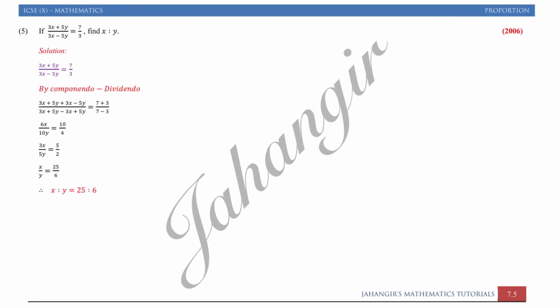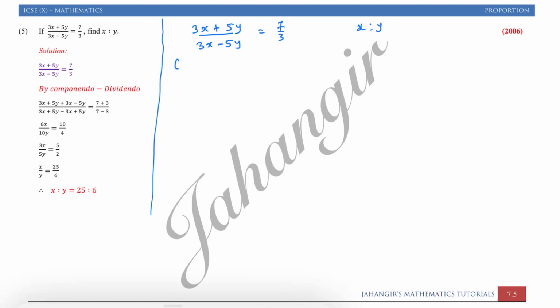Next, if 3x plus 5y upon 3x minus 5y is equal to 7 by 3, you have to find x is to y. This is quite a simple question. We are just doing componendo dividendo in this. Here you can see we have the same terms in the numerator, 3x plus 5y, and in the denominator also we have the same terms. The only difference is the sign between them. So we will use componendo dividendo.